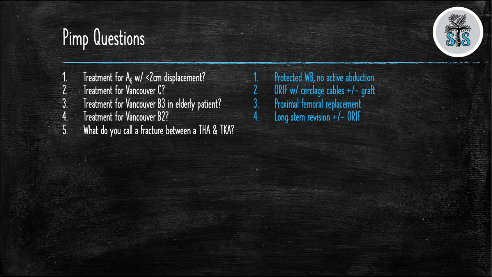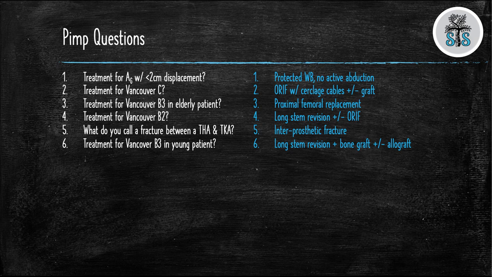Question 5. What do you call a fracture between a total hip arthroplasty and a total knee arthroplasty? This is considered an interprosthetic fracture. Question 6. What is the preferred treatment for a Vancouver B3 in a young patient? The preferred treatment is to use a diaphyseal engaging femoral stem with bone graft with or without an allograft. Question 7. What is the preferred treatment for a fracture of the greater trochanter that's displaced greater than 2 centimeters? This would be treated with cerclage cables or a trochanteric claw plate.